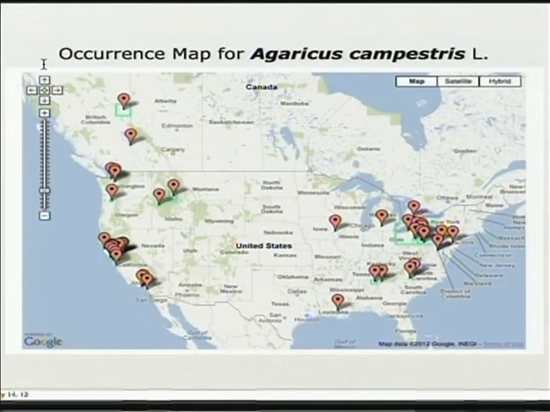One of the other features in Mushroom Observer are maps. So this is the distribution of Agaricus campestris according to observations, or occurrences, that are recorded in Mushroom Observer. Again, it's got that big gap in the middle of the country, which we all are aware of and need to find a way to address.